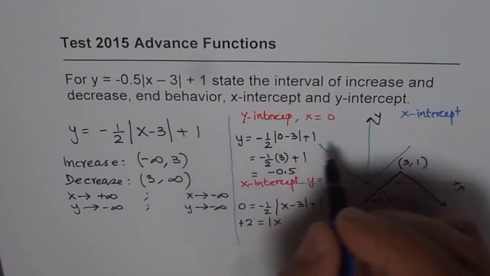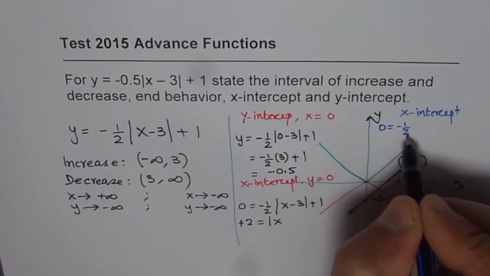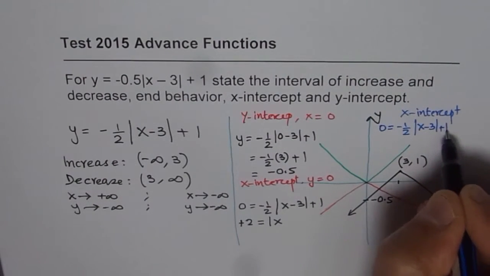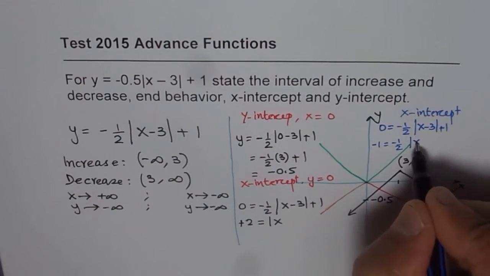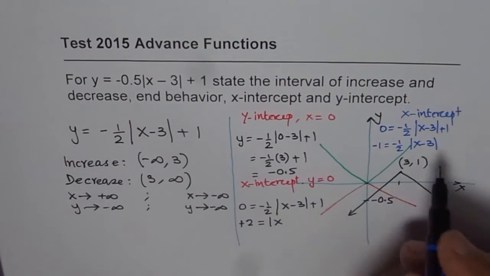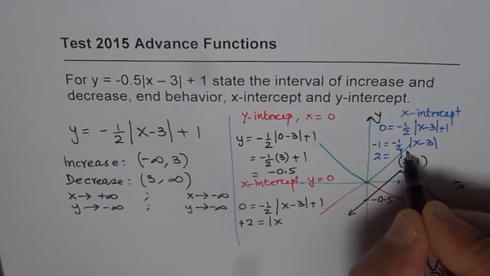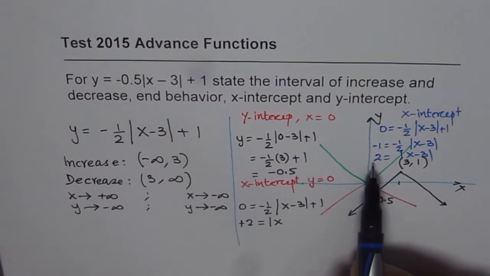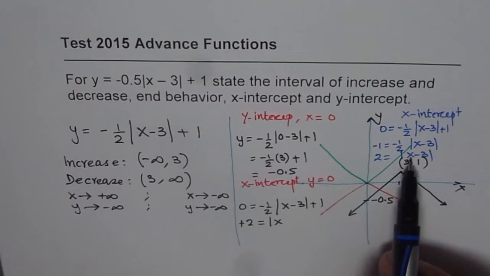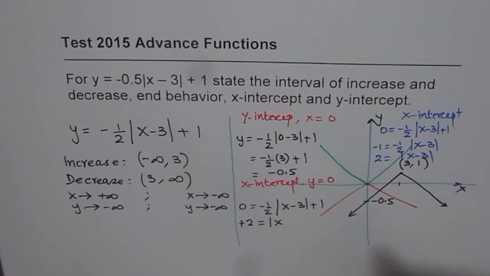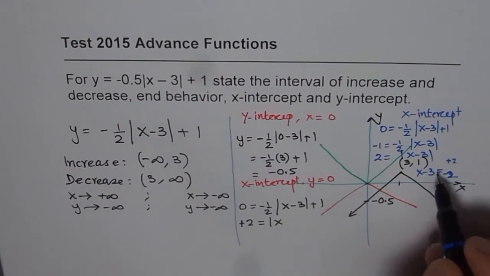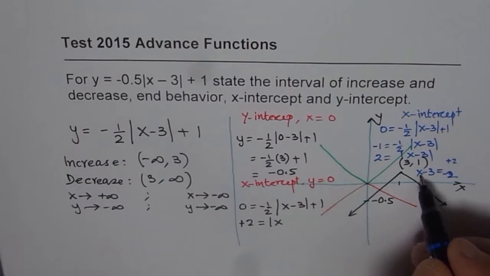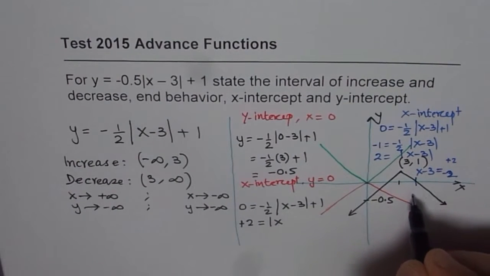Okay, so we have our function. So we'll put y as equals to 0, minus half absolute value of x minus 3 plus 1. So first step is take 1 on this side. So we have minus 1 equals to minus half absolute value of x minus 3. Then when you multiply by minus 2, it becomes plus 2. So we get 2 equals to absolute value of x minus 3. Now plus 2 absolute value of x minus 3 means that x minus 3 could be plus or minus 2. Do you see that? So from here you get x minus 3 is equal to either plus 2 or minus 2. If it is plus 2, then x value is how much? Plus 2 plus 3, 5. So we get this value as 5.